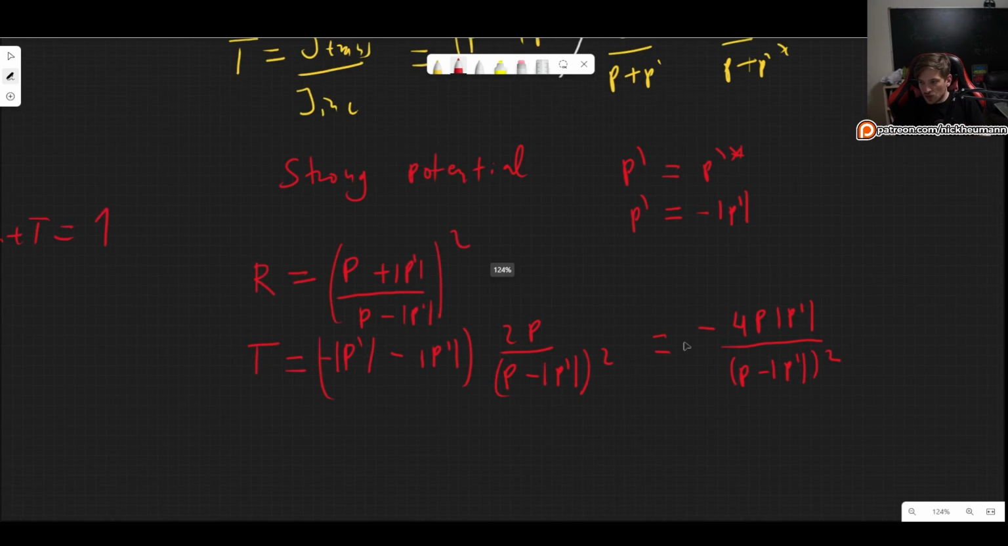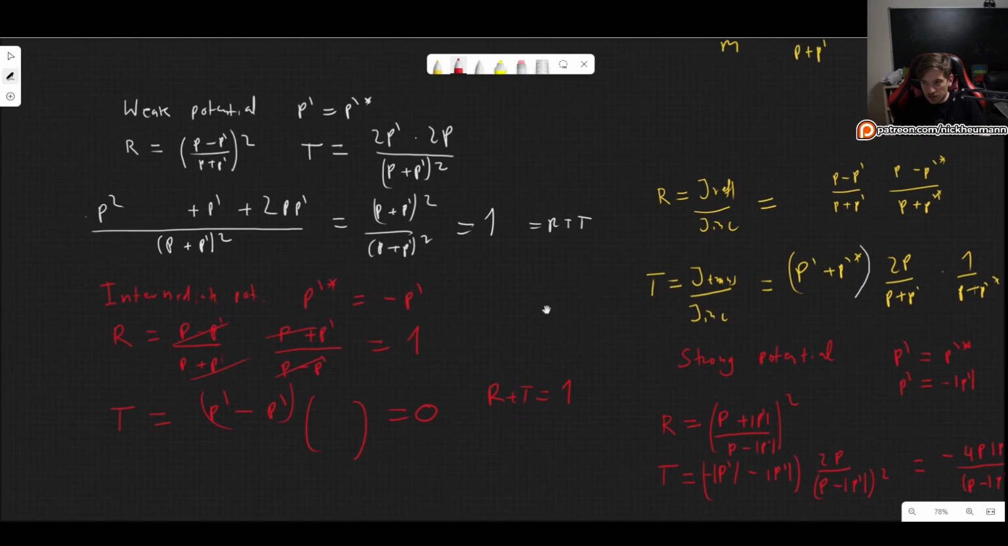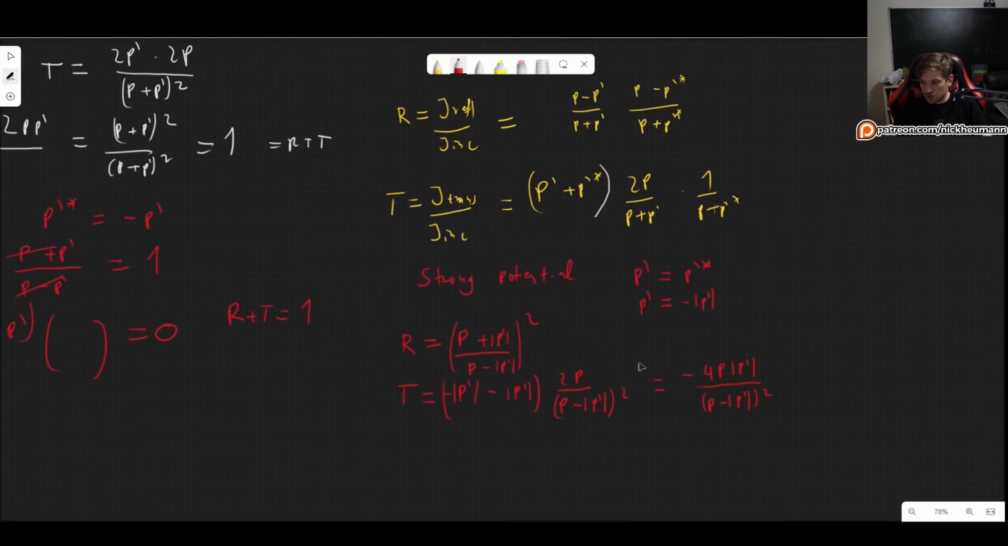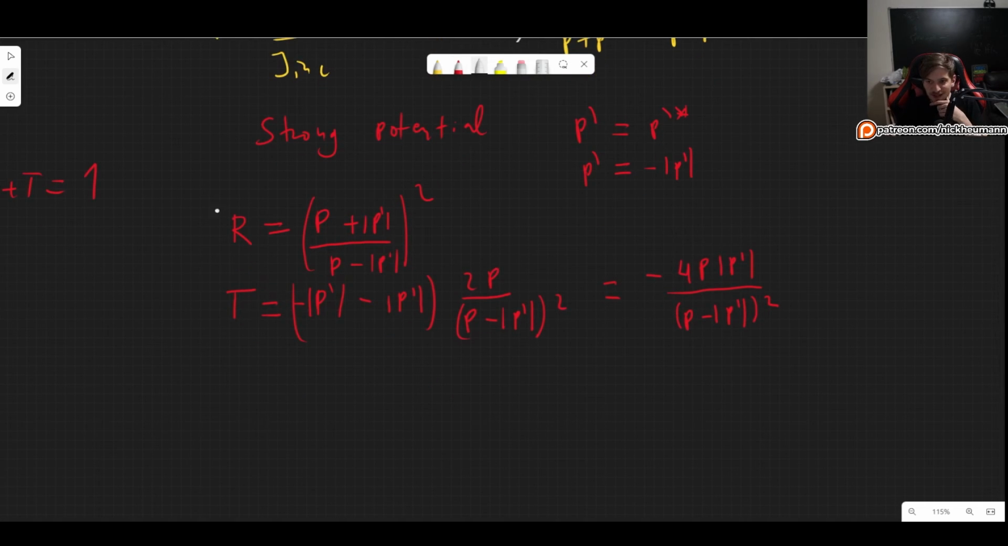Now this looks quite similar to what we saw in the case for the weak potential, right? We had in the case for the reflected P minus P prime divided by P plus P prime. So it is the same, but with the signs switched and the absolute values. And here it also has signs switched for P prime. And let's see what this actually is. Take a look at this reflected coefficient.